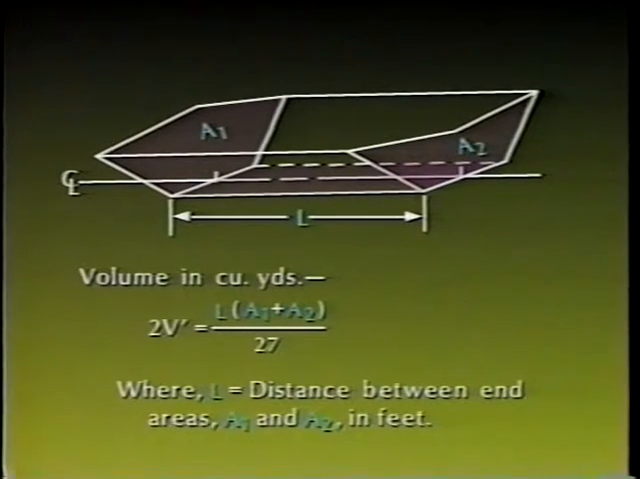Add the two cross-section areas and divide by 2 to get the average end area. Next, multiply by the distance along the center line between the two cross-sections to get the volume in cubic feet. We then have to divide the cubic feet volume by 27 to get the cubic yard value. Now this represents the amount of material in cubic yards that has to be excavated.